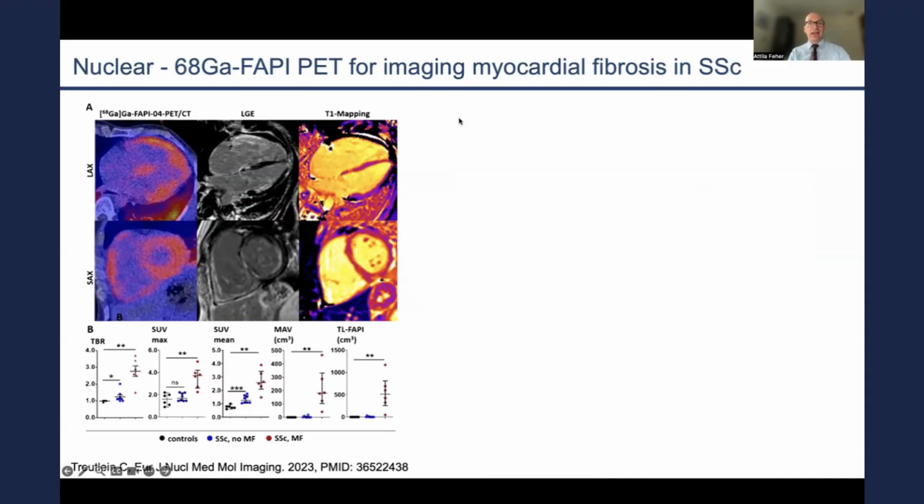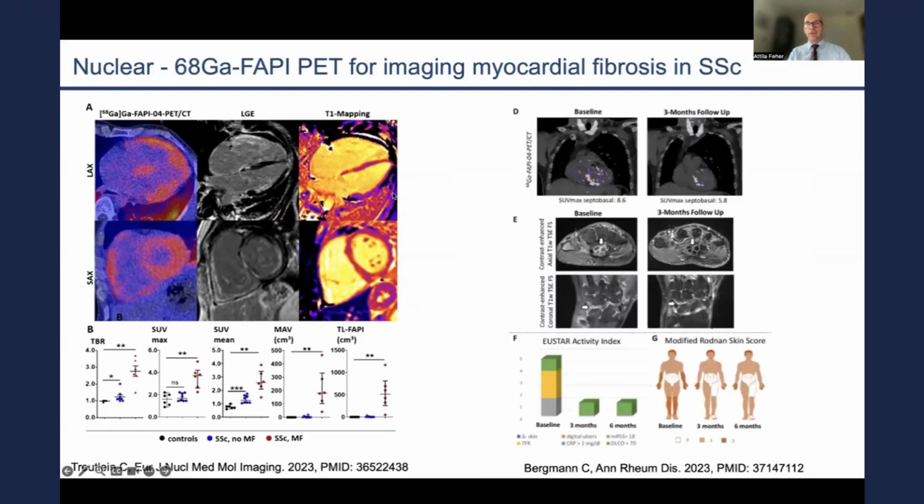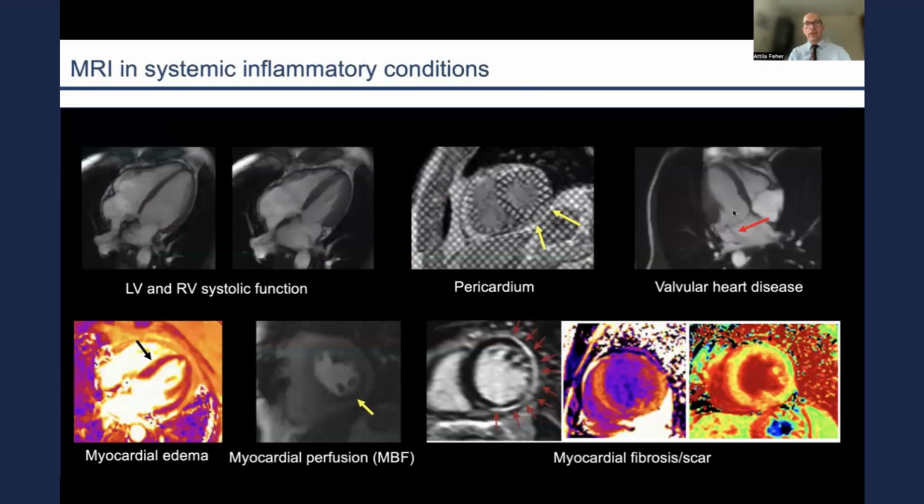So basically higher uptake in the areas of fibrosis. And they have shown in this case report that in a patient who received CAR T cell therapy, the FAPI uptake improved over time. So very exciting, not routinely available everywhere.